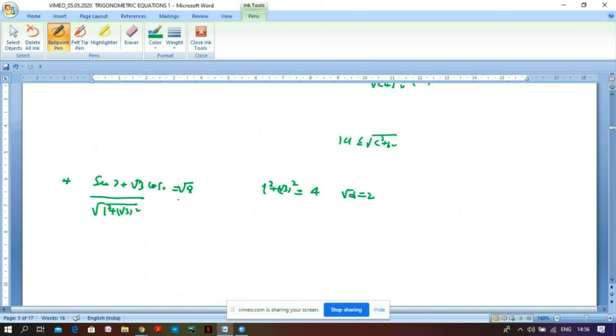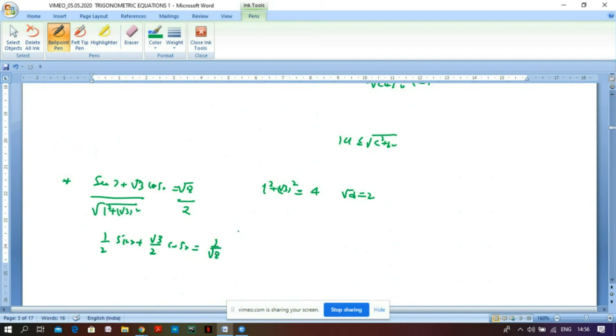And we will do just that here also, that is 2. So you will get 1 by root 2, 1 by 2 times, so let me do this one, that this is 1 over 2. So 1 over 2 sine x plus root 3 by 2 times cos x is 1 over root 2.